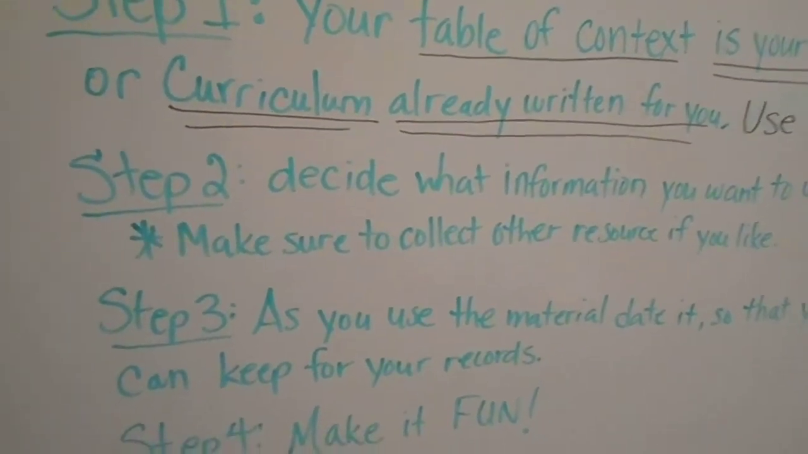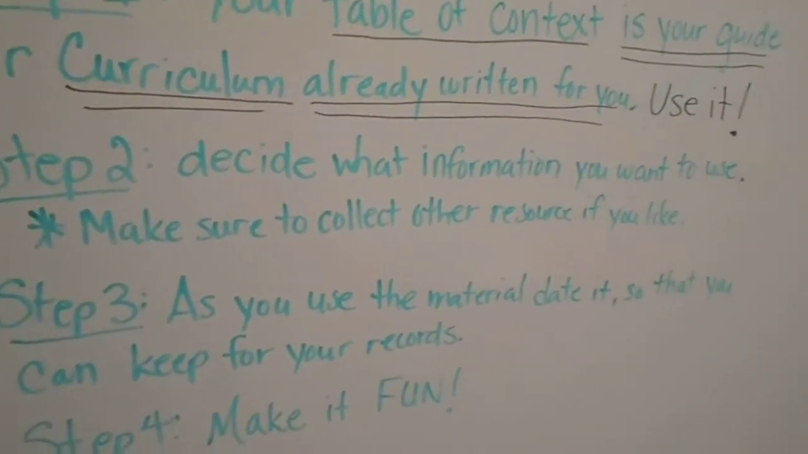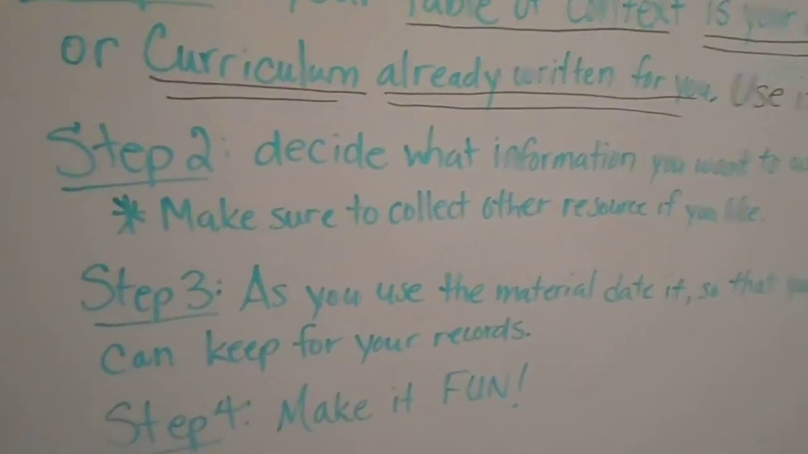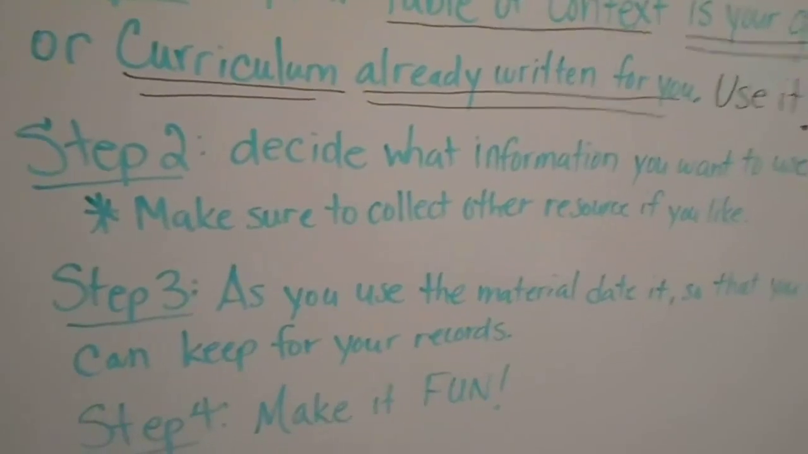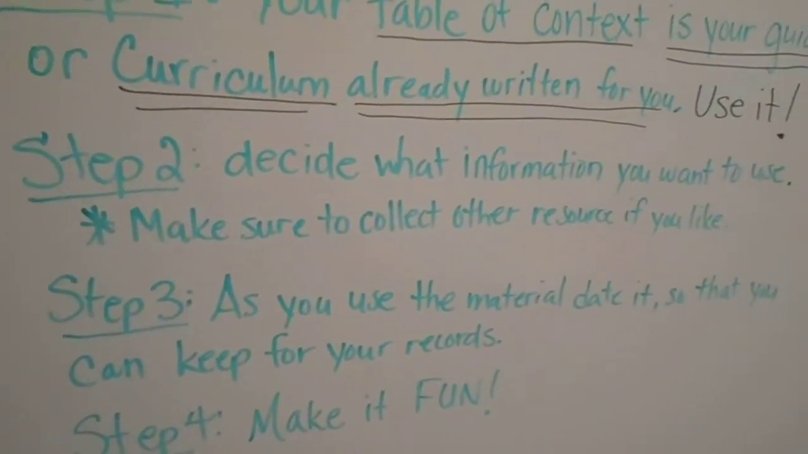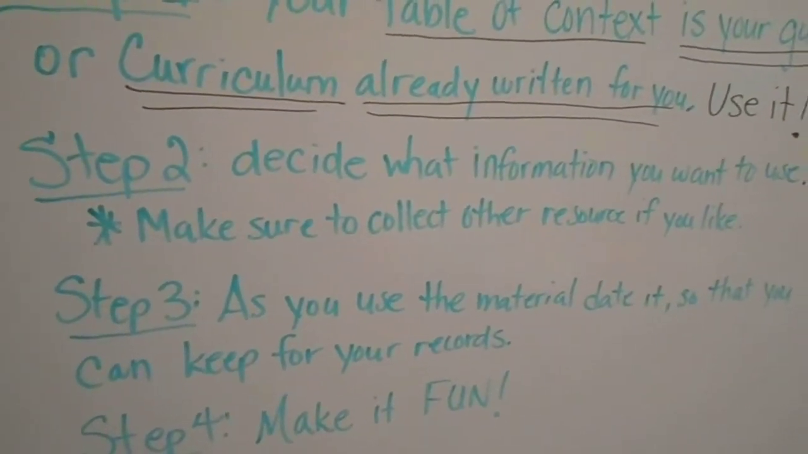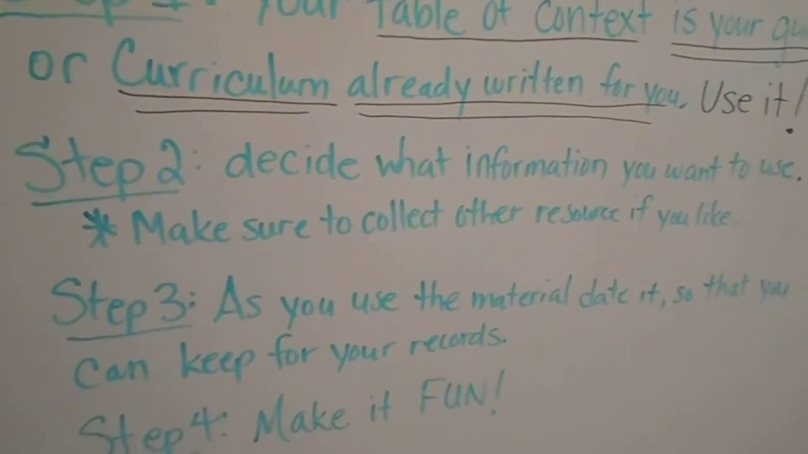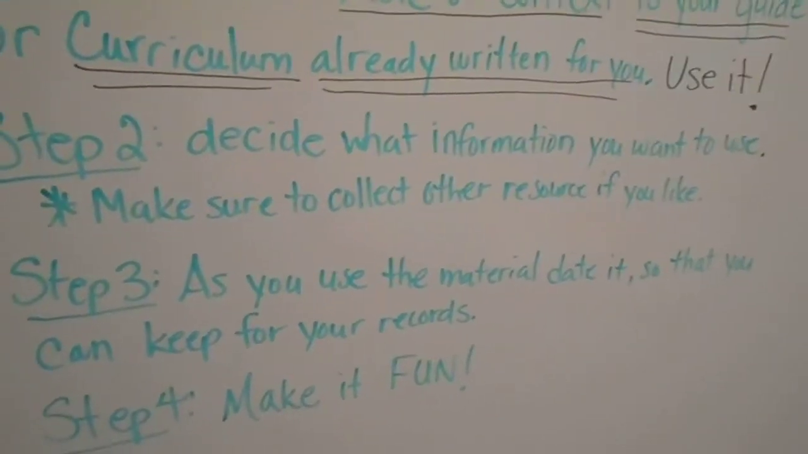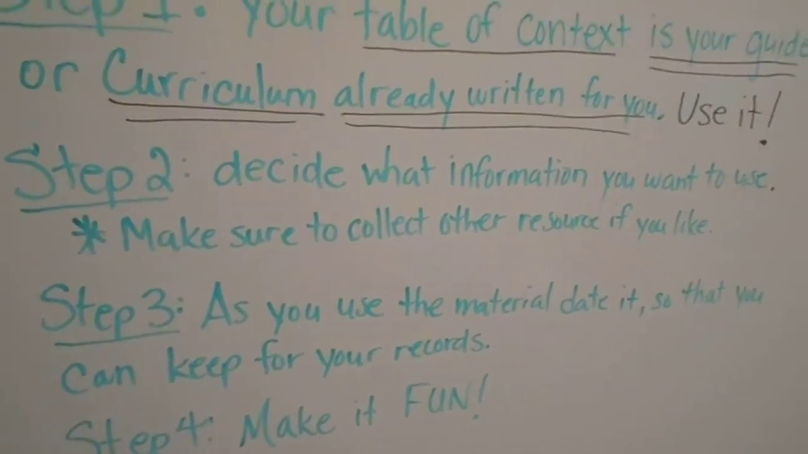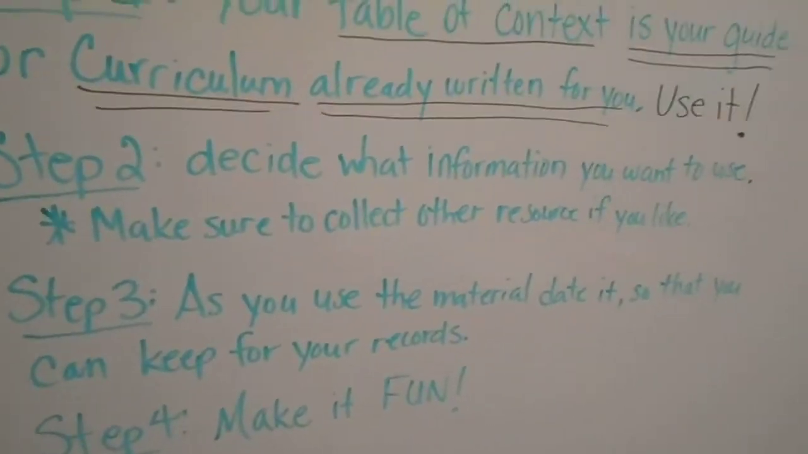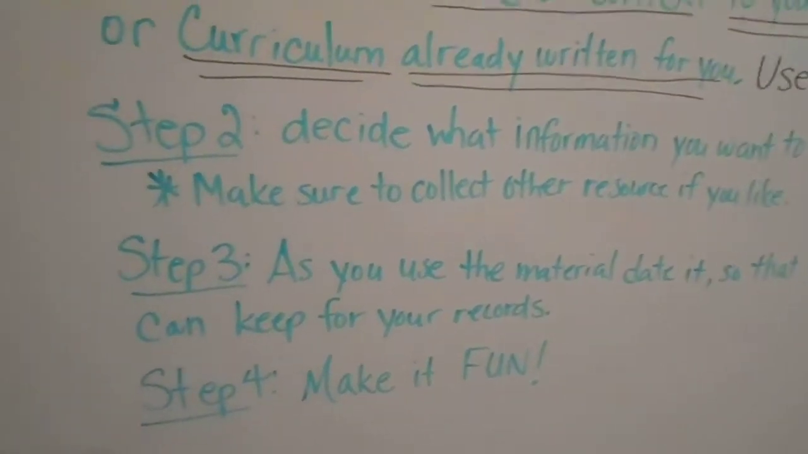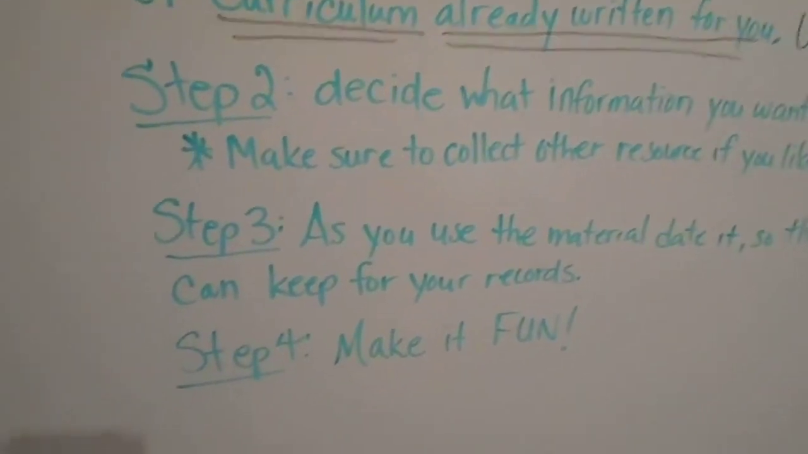But first, you need to decide what information you want to use out of whatever book or magazine or workbook that you're using, because there are no written rules. You don't have to use every single subject or every single thing within that particular book. You can just pick certain things that you like, as long as you meet all your criteria. You can pick and choose from various books.